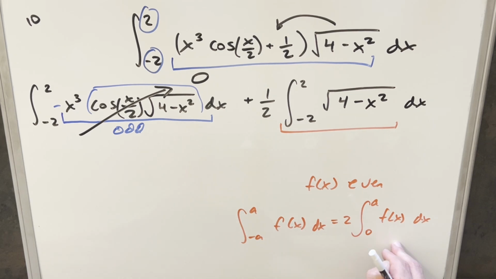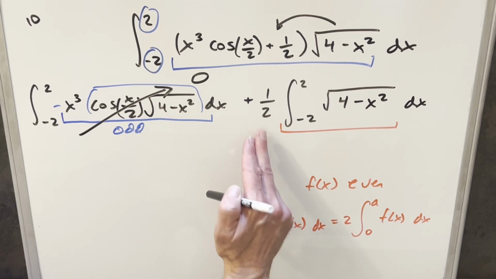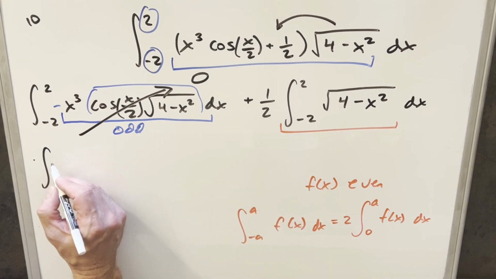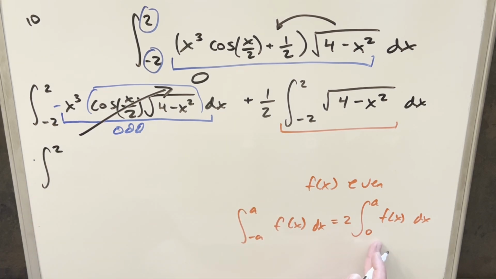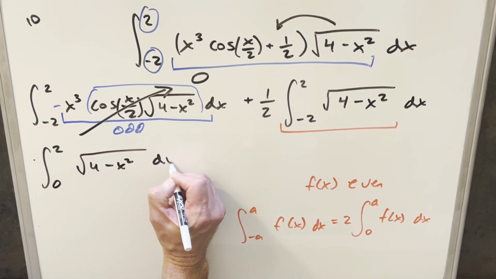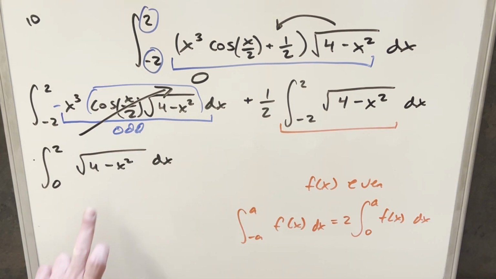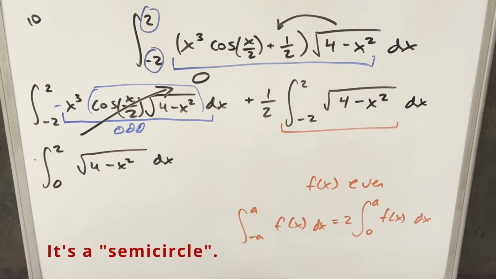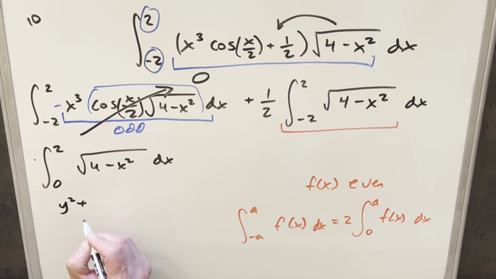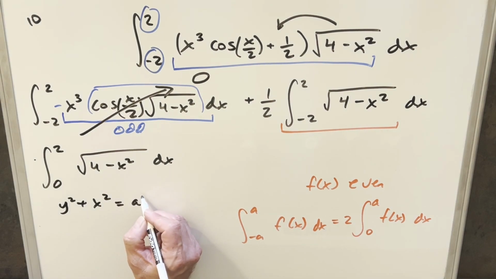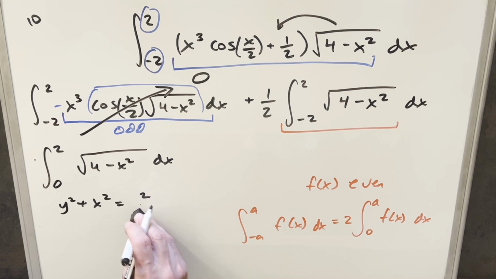So what I'll do is use this to rewrite this. We'll bring a 2 out front, but 2 times 1/2 is just going to be a 1. So we have the integral going from 0 to 2 of the square root of 4 minus x squared dx. But now you may recognize this. This is actually like the equation for a circle, kind of. The equation for a circle that we're most familiar with is y squared plus x squared equals a squared. Actually, I think usually it's r squared because this is going to be the radius.